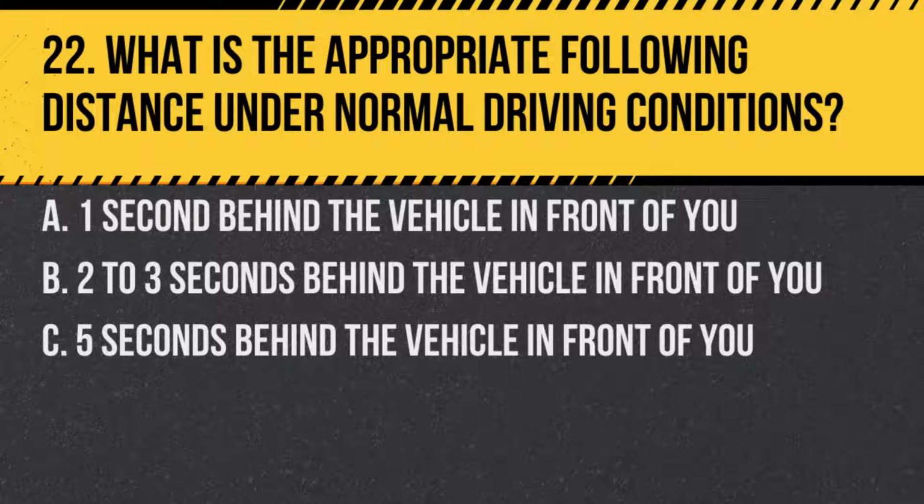Question 22. What is the appropriate following distance under normal driving conditions? A. 1 second behind the vehicle in front of you. B. 2 to 3 seconds behind the vehicle in front of you. C. 5 seconds behind the vehicle in front of you. Answer: B. 2 to 3 seconds behind the vehicle in front of you. This distance provides a safe gap to react and stop if necessary.